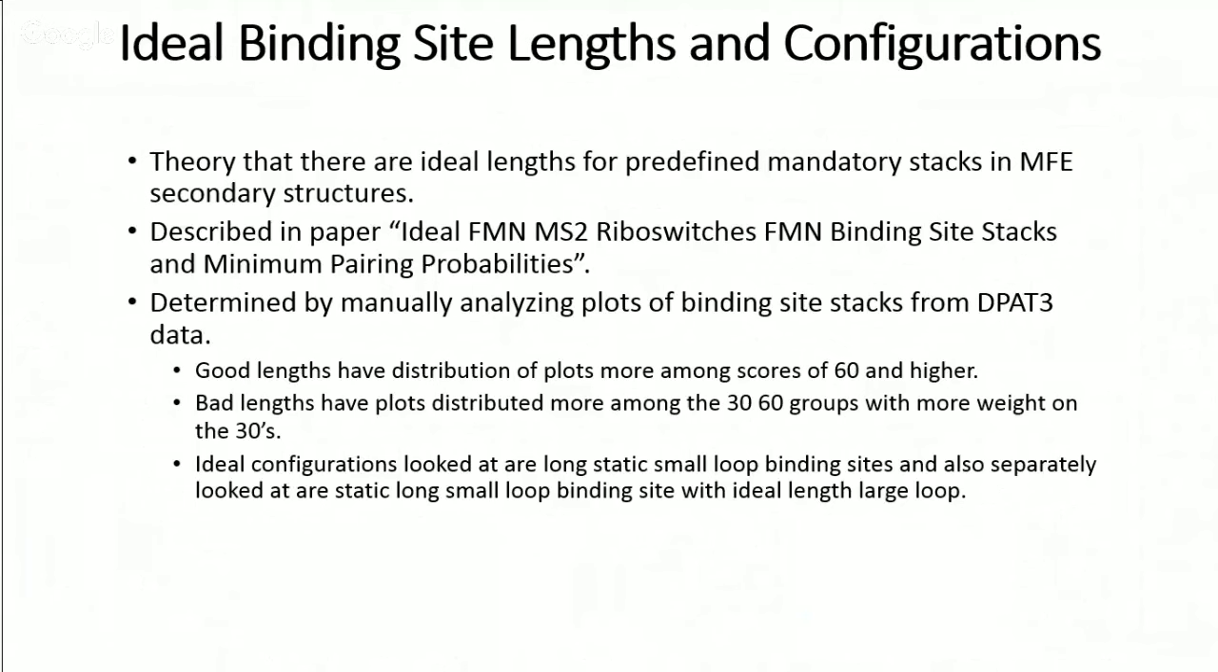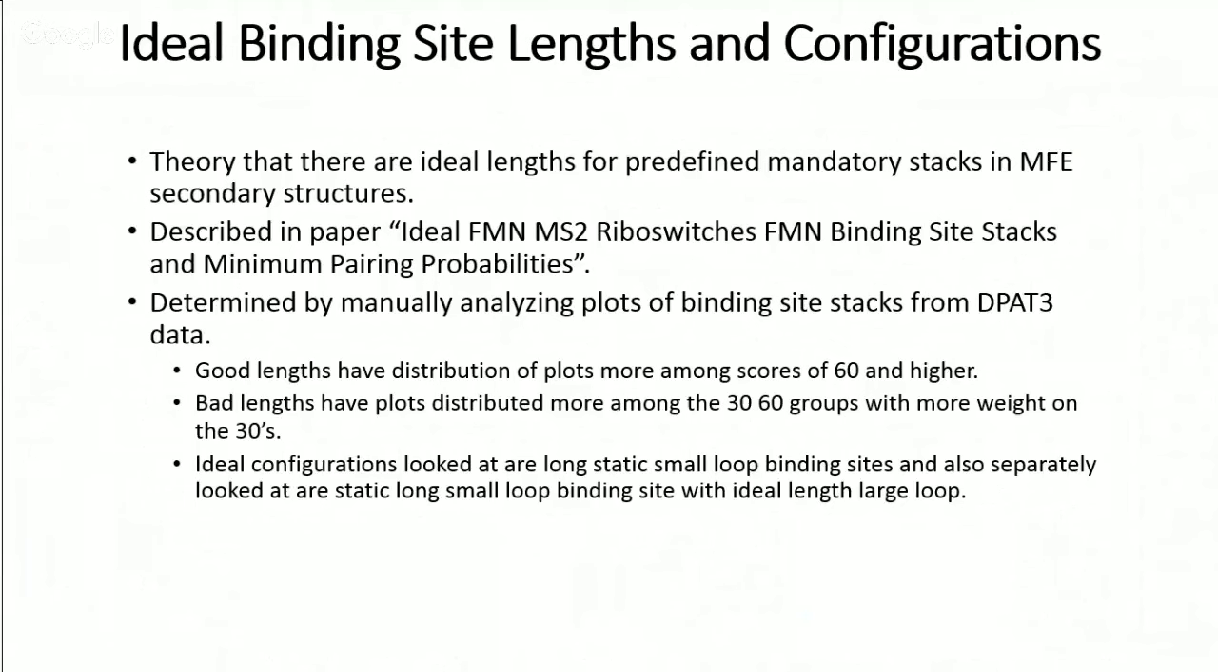The binding site links and configurations, the ideal ones, were determined by manually analyzing the plots of binding site stacks from the DPAT3 data. I plotted the DPAT3 data similar to how I showed you in the previous presentation. The good links have a distribution of plots more among the scores of 60 and higher. You'll understand that a little better when I show you the plots. Bad links have plots that were distributed more among the 30-60 groups, with more weight on the 30s.